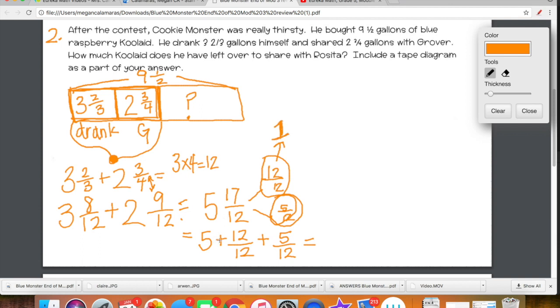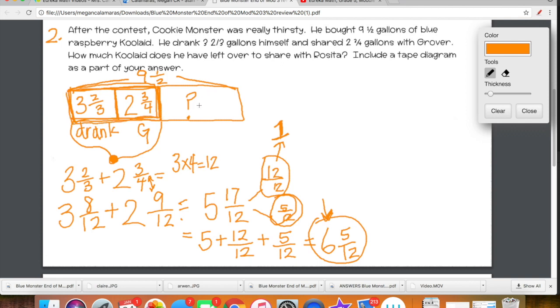5 plus 12 twelfths, or 5 plus whole number 1, is 6. So we can rename this fraction as 6 and 5 twelfths. This is a simplified version of 5 and 17 twelfths. 5 and 17 twelfths and 6 and 5 twelfths represent the same amount, but this is kind of just a neater version of that fraction. We decomposed and we renamed it. Okay. So 6 and 5 twelfths represents this chunk of our tape diagram.